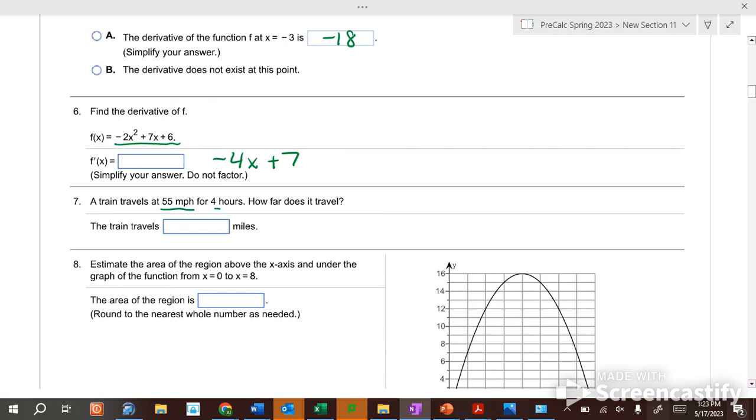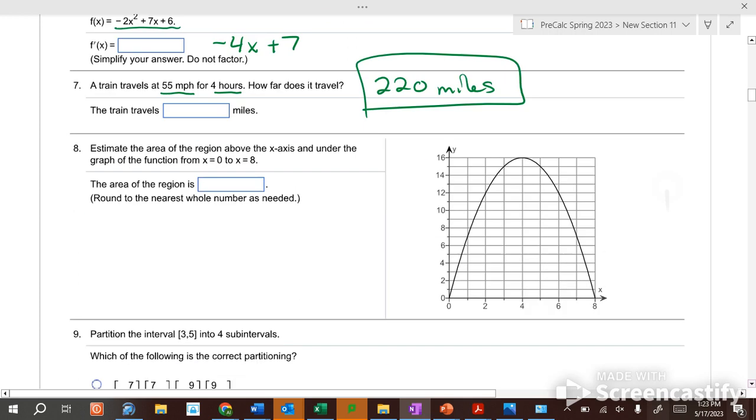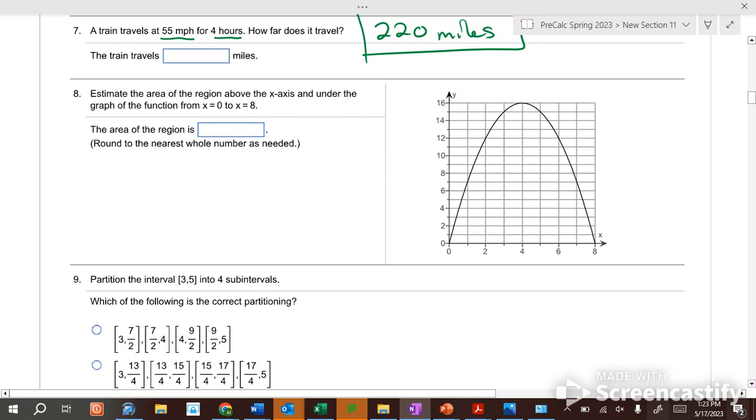Now, this is a problem from maybe 4th grade. I decided to throw it on your last test. A train travels at 55 miles per hour for 4 hours. How far does it travel? 220 miles. All right. Got to throw that on there. Just be nice.